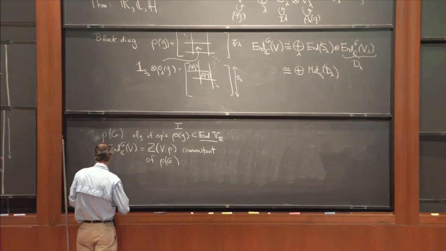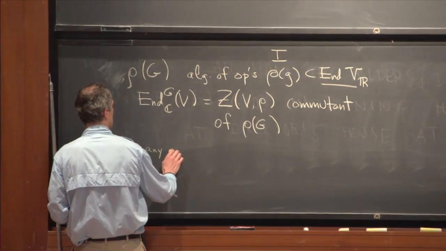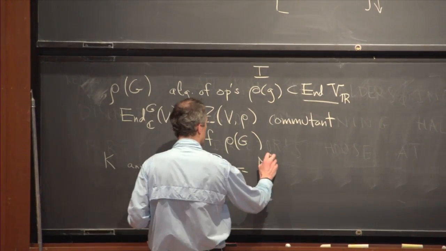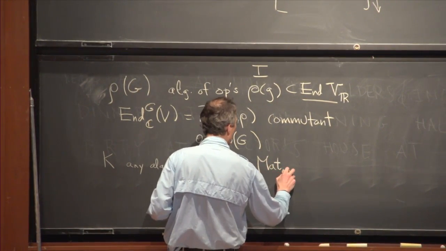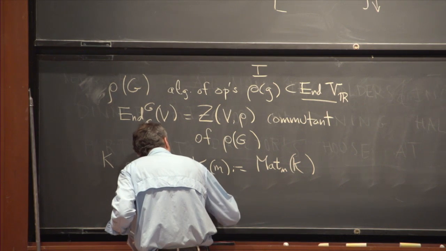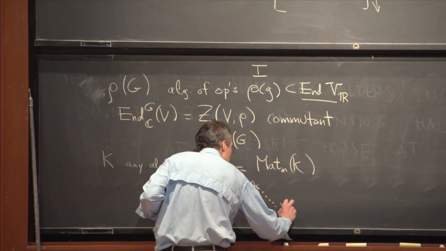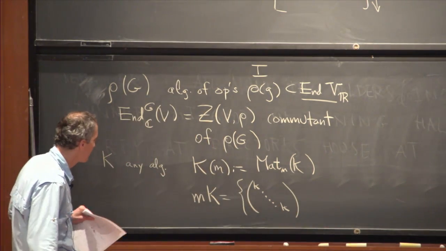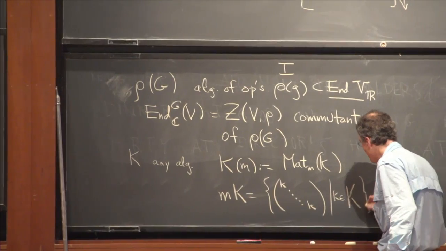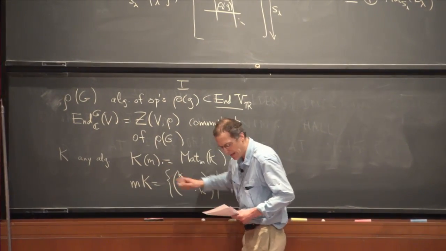Okay, now here's some notation which is useful. If K is any algebra, then I'll let K of M be, by definition, it's just notation, the M by M matrices over K. And I'll let M times K be the algebra of matrices which are diagonal with the same element on the diagonal, such that little k is in big K. And so this, of course, is isomorphic to K, but it's a subalgebra of K of M.